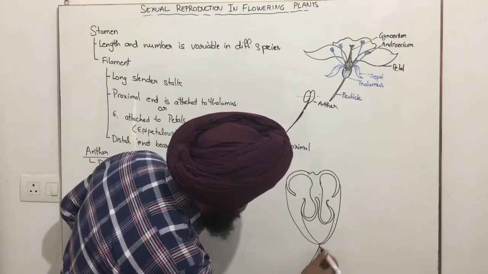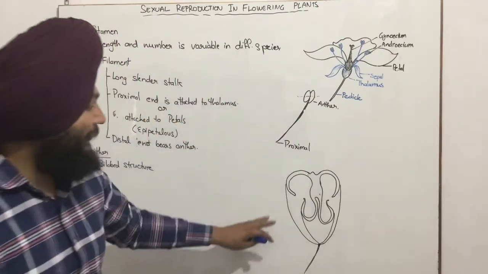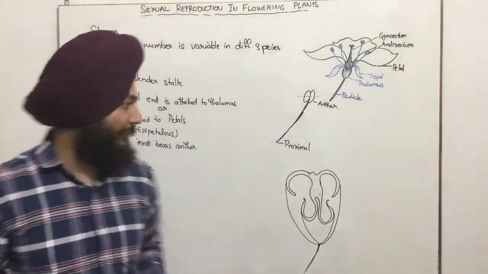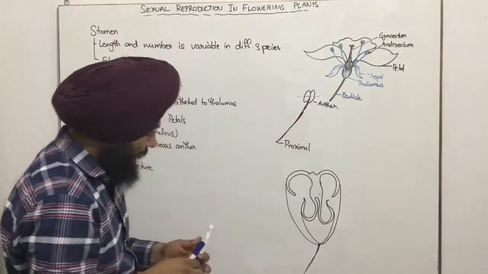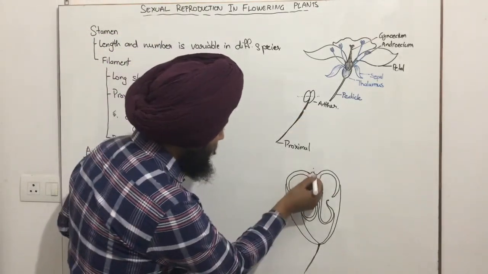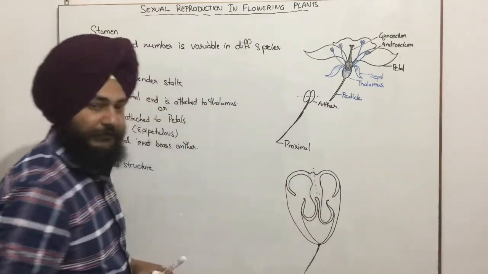This is the filament. So this is the transverse section of the anther. As we can see here, there are two lobes. These are the two lobes. One is this lobe and the other lobe is that one.